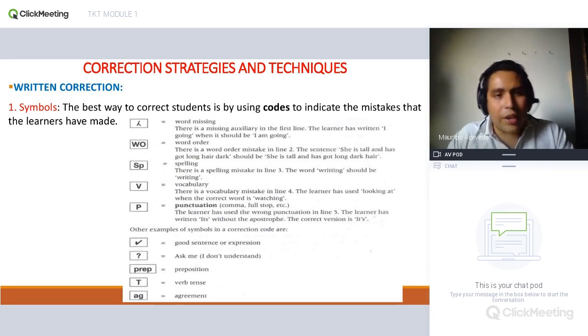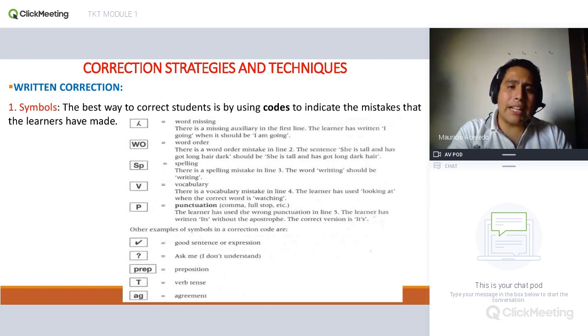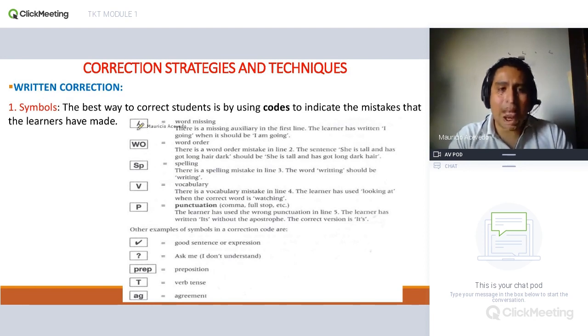Okay, now let's go with written correction. You know that it's different from the speaking correction. We normally, or what I normally do is symbols. Okay, I use symbols. The best way to correct students is by using codes mistake that the learners have made.